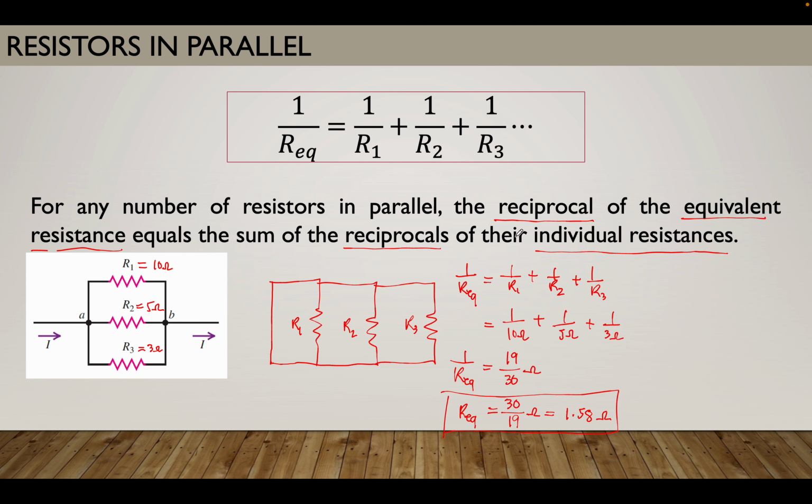If you may recall, the capacitors in series and parallel are actually the opposite. For capacitors in series, it is the reciprocal of the equivalent capacitance, but for capacitors in parallel, you just need to sum up all of their individual capacitances. So for the resistors, it's the opposite, the other way around. Okay, so let's try.